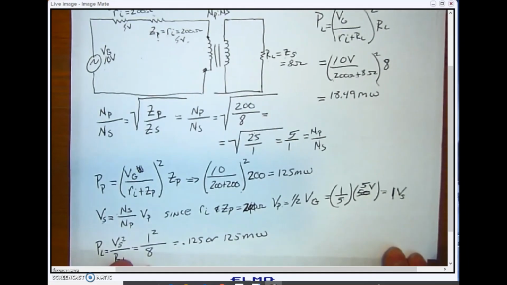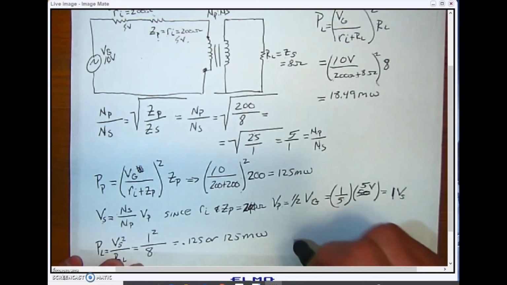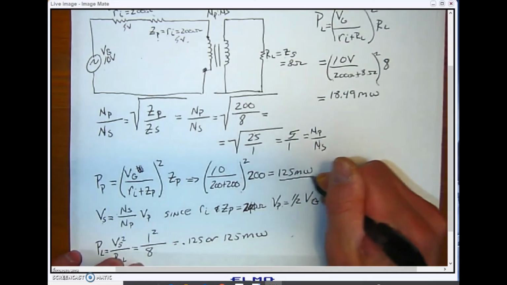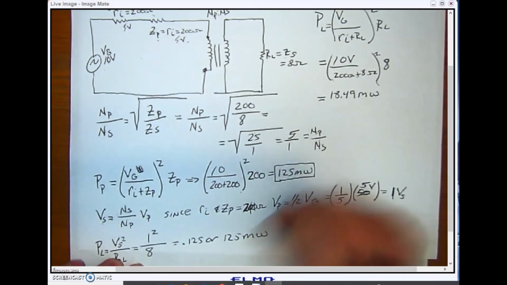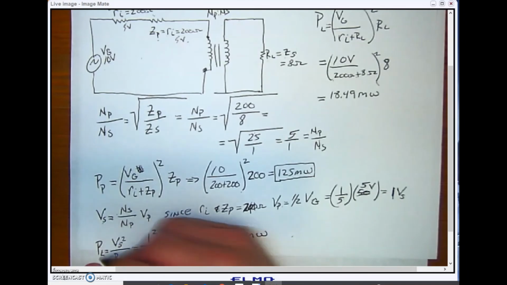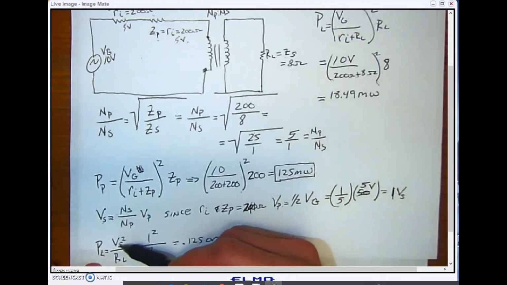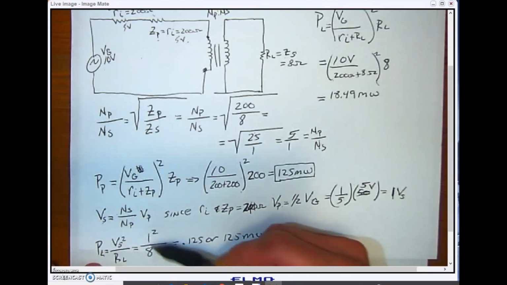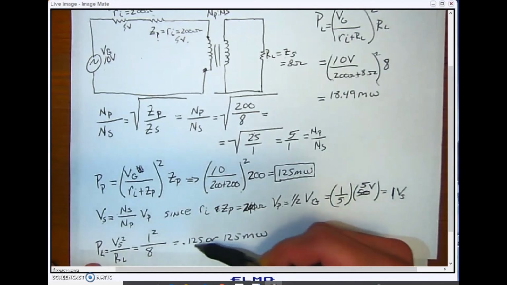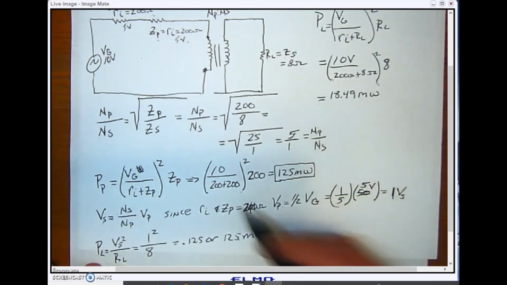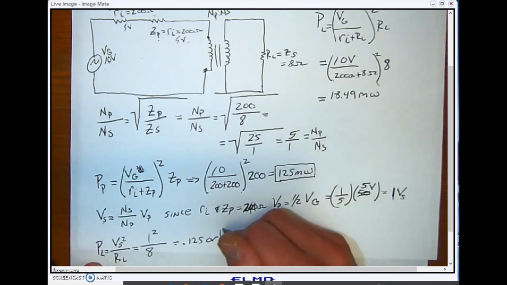So the final part of this is to see if we do have impedance matching. What we're trying to do is match the power in the primary, which is right here, and we should get the same power in the load, or power in the secondary. So we take VS squared over RL, and we take 1 squared over 8, which gives us 125 milliwatts. So we can say this is matched.